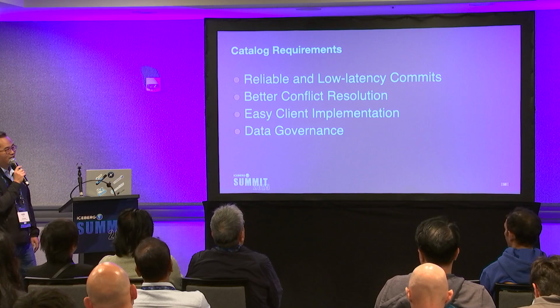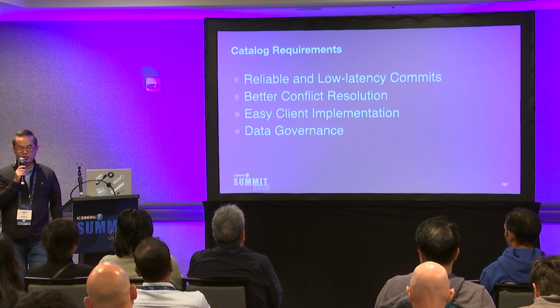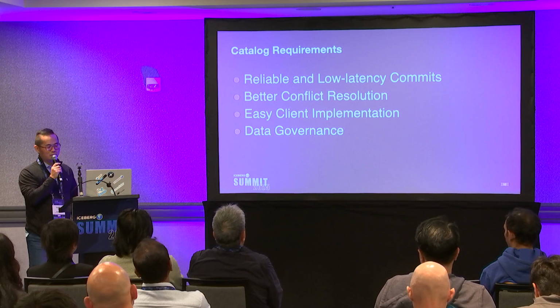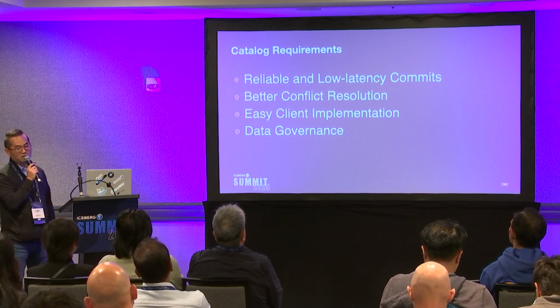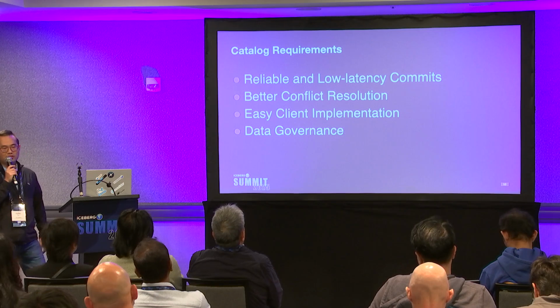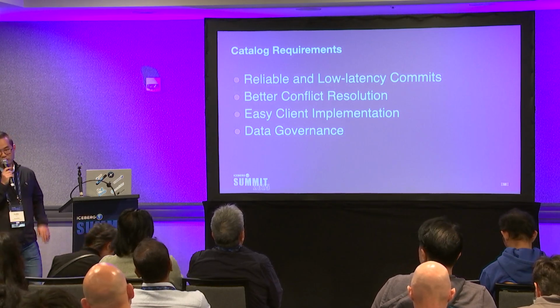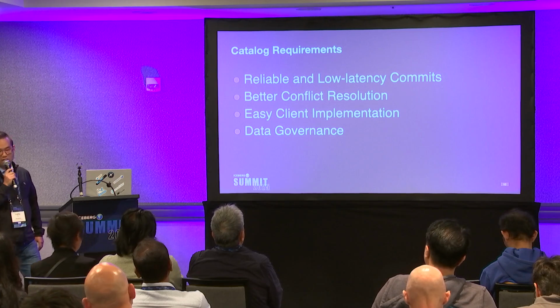Third one is easy client implementations. For catalogs, we want the client implementation not to be so hard, right? We want to use very standardized things to do the client implementation. That means you can have more clients for your Iceberg table, not only the engine, Spark, for writing ETL pipelines. You can have Flink for streaming. You can have Python clients to get the metadata, all kinds of clients.